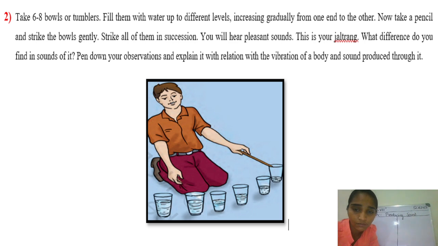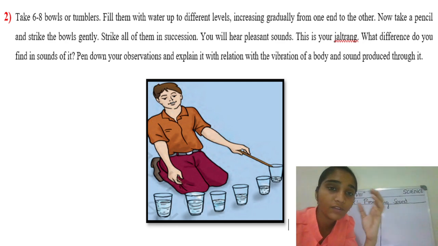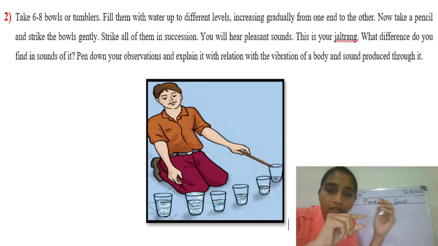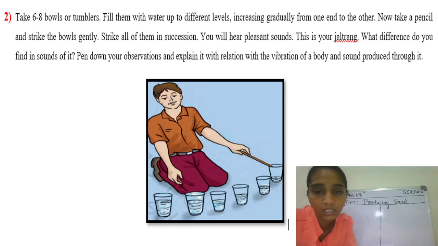Also students, the second activity which you will be doing is a very interesting activity. Okay, you can do a kind of project on this activity also. You have to take 6 to 8 bowls or tumblers. What you have to do is simply fill them with water up to different levels. You can take a small amount in the first, then some more in the second, and then keep on going, increasing gradually from one end to the other.